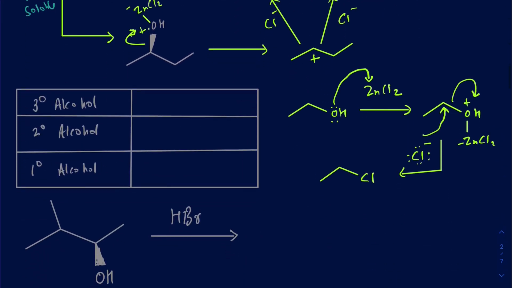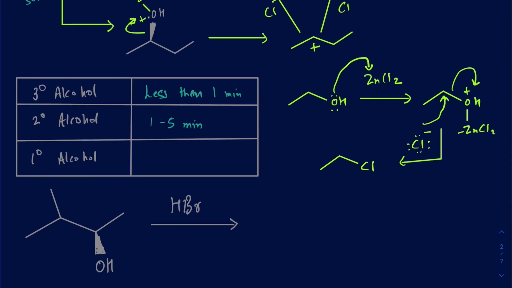So the timeline there, if you have a tertiary alcohol, you typically need less than a minute. And if you have a secondary alcohol, it takes about 1 to 5 minutes for those to make a separate layer, or you can say for those to react with the Lucas reagent. And if you have a primary alcohol, it will take more than 5 minutes.